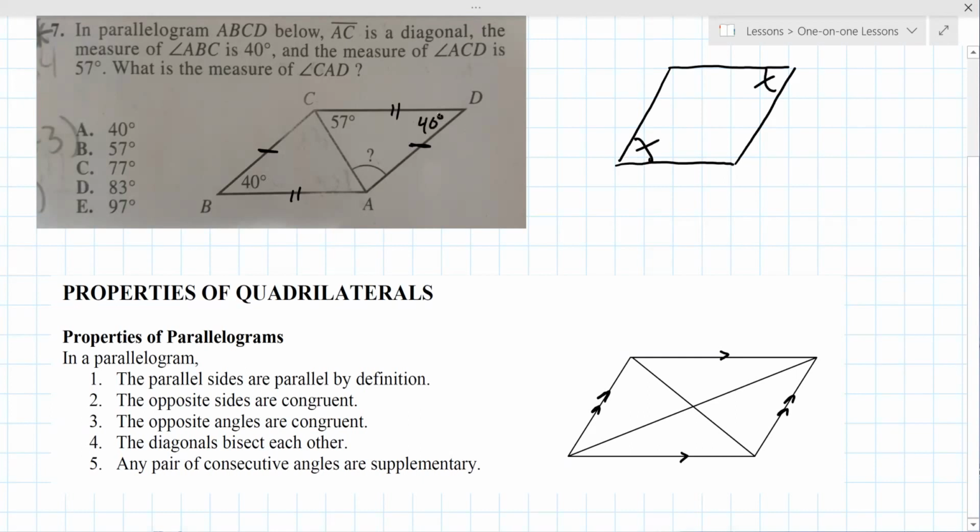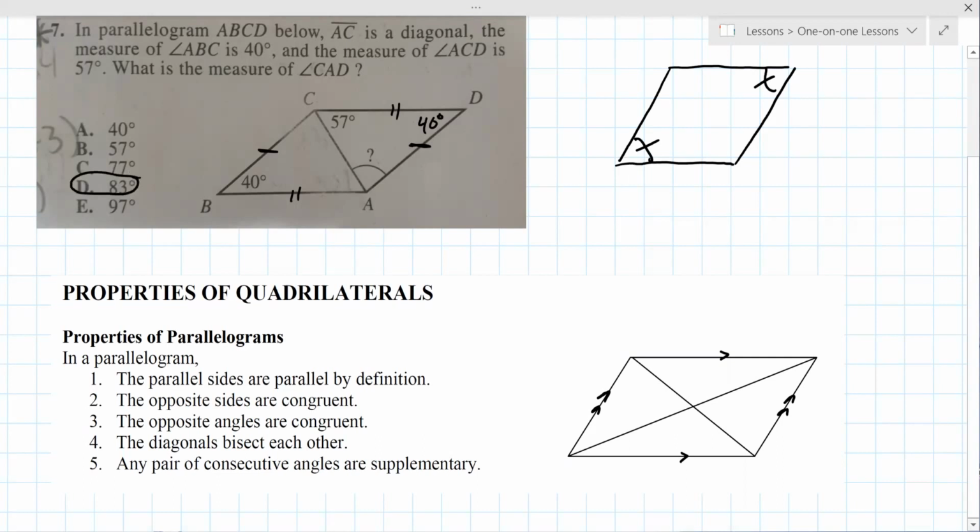Now what can you do to find measure of angle A? 180 minus 40. Yep, it's a triangle, and okay, you'll get that value pretty quick. 140 minus 57. 83. Okay. All right, so the answer is 83.